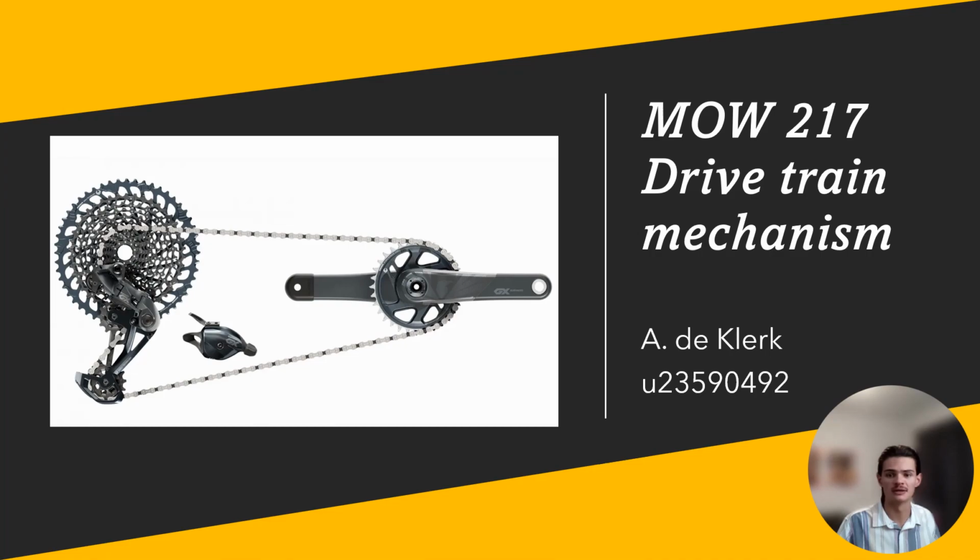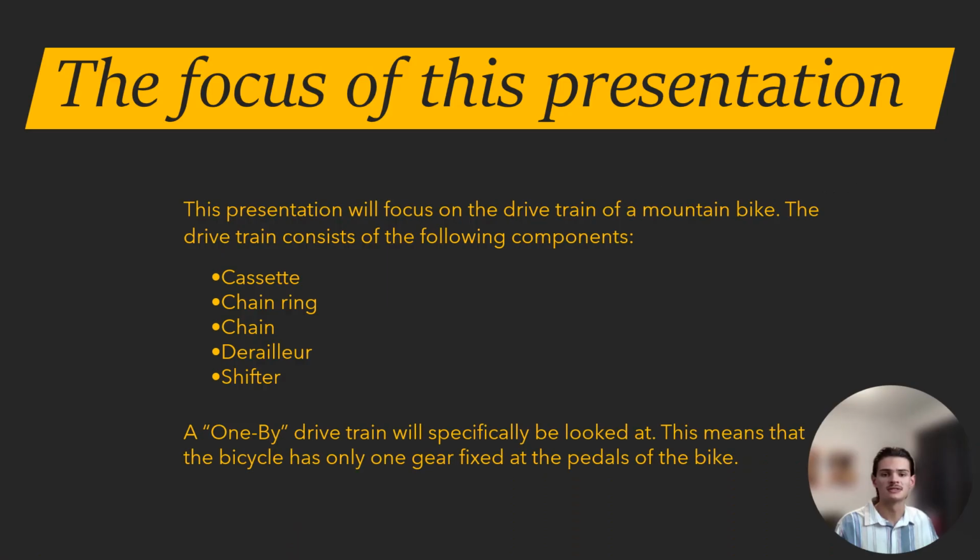of a mountain bike. This mechanism consists of the following components: a cassette, a chainring, a chain, a derailleur, and a shifter. A one-bar drivetrain will specifically be looked at. This means that the bicycle has only one gear fixed at the pedals of the bike.